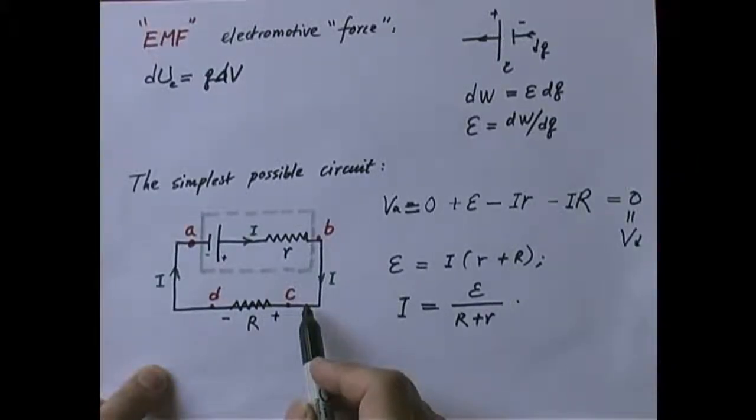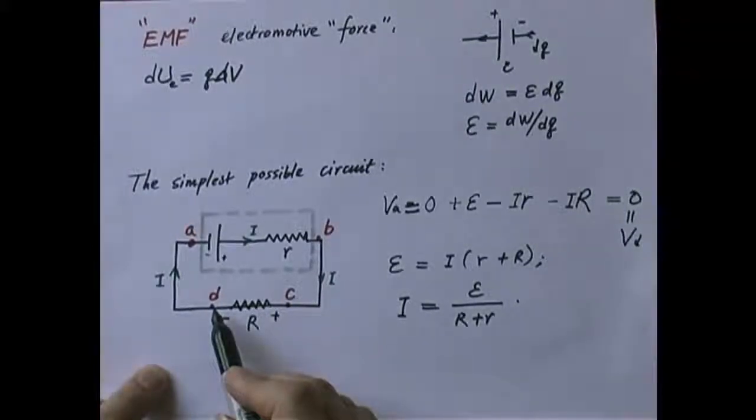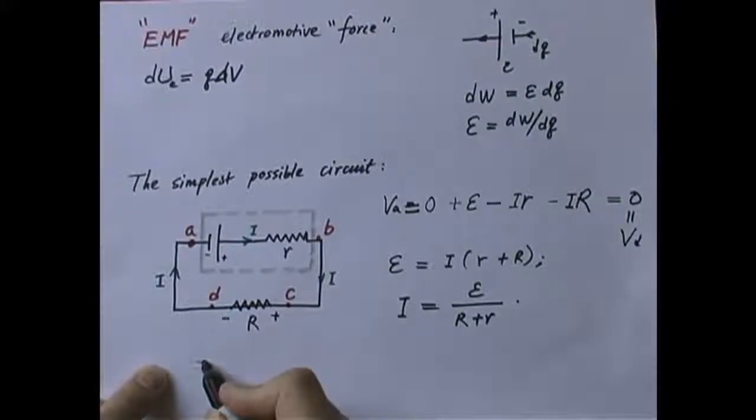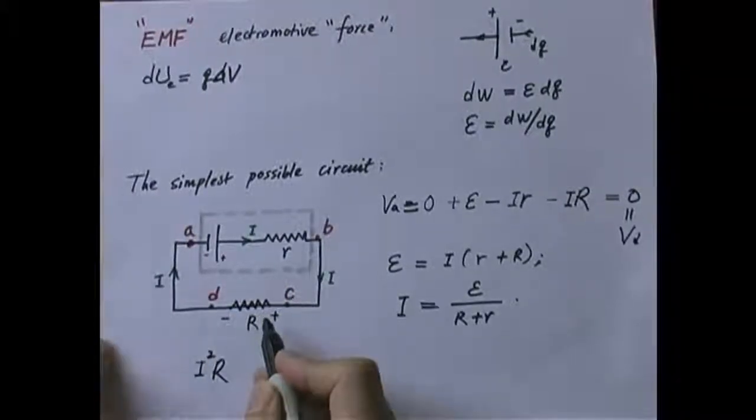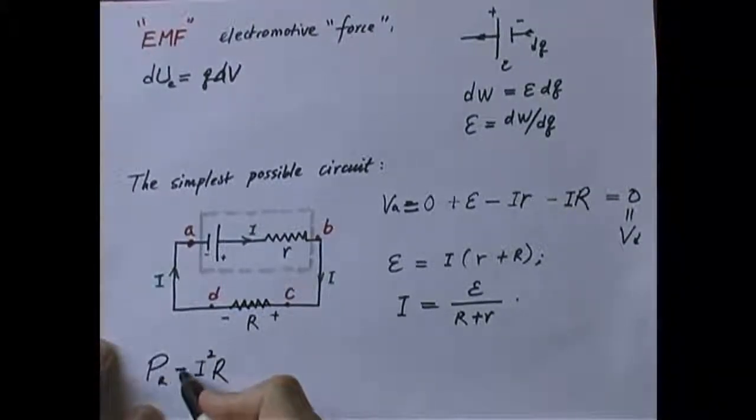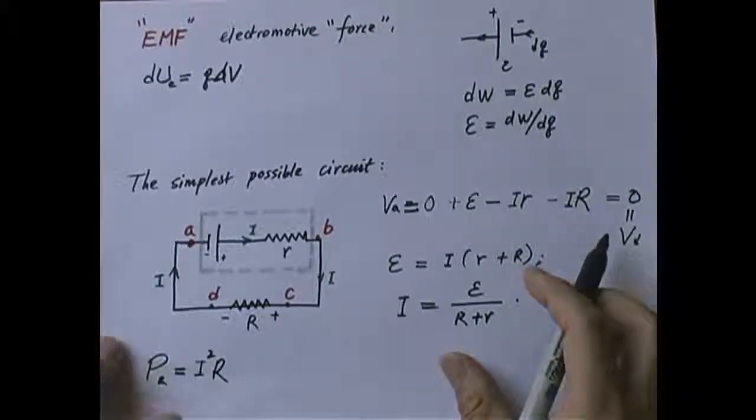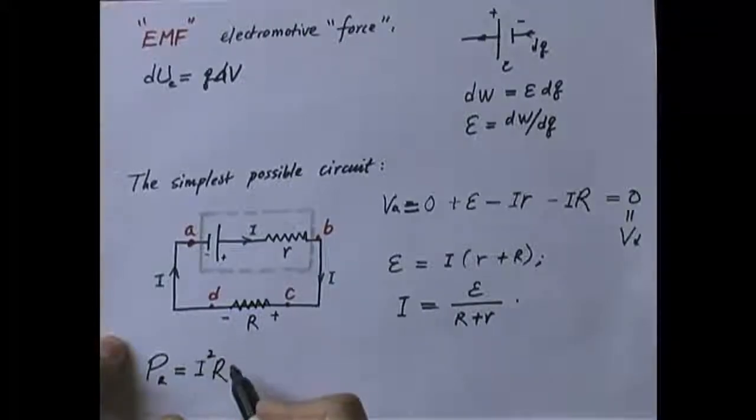Okay, how much is the power converted from electrical form to thermal form on this? Well, we learned it is I squared times R, right? That is the power consumed by the load. If I want a light bulb to glow as bright as possible, I want to maximize this.